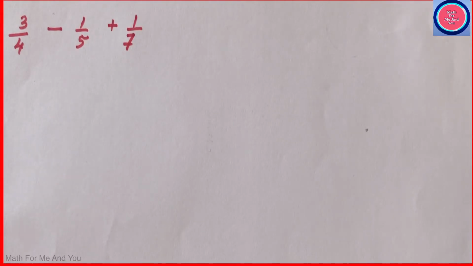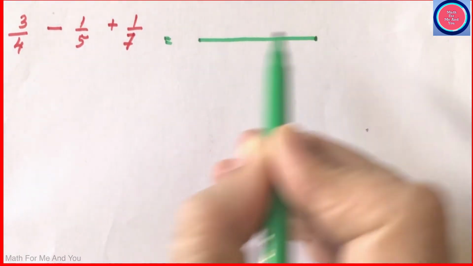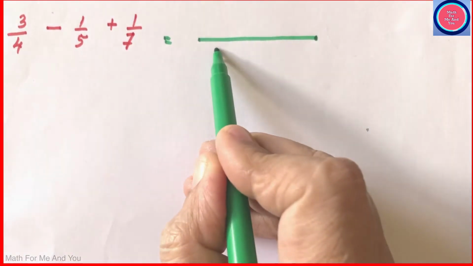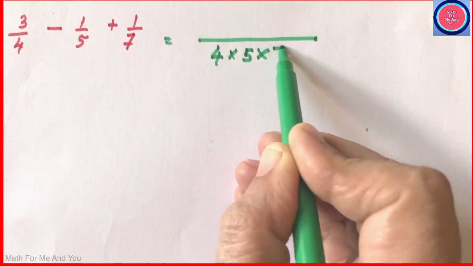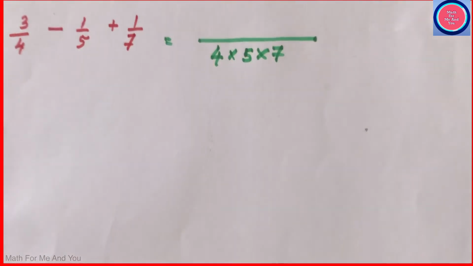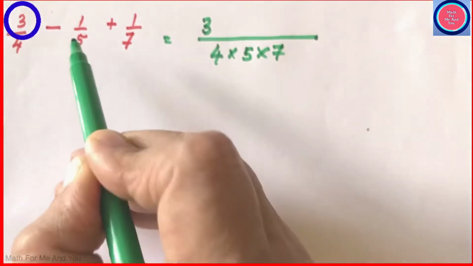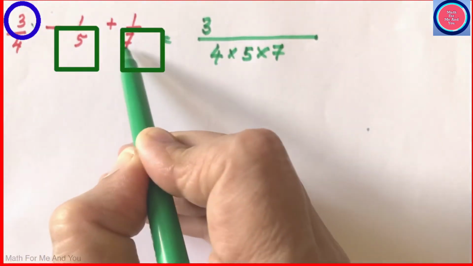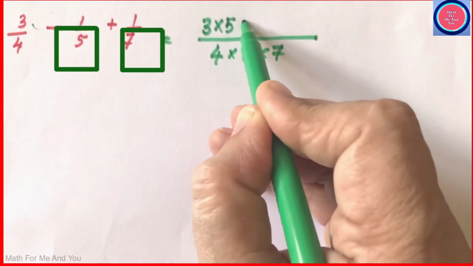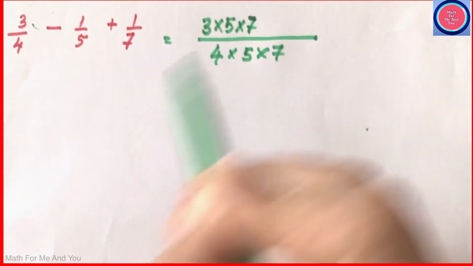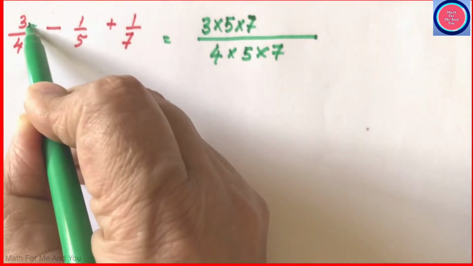Okay, now we are going to practice plus and minus together in a question. There are 3 denominators. We write the answer with the denominator as their product, 4 times 5 times 7. And now the numerators. Same way we cross multiply. Take the first numerator, and the other 2 denominators cross multiply. That means 3 times 5 times 7. With the first numerator 3, we have multiplied 5 and 7, the other 2 denominators.